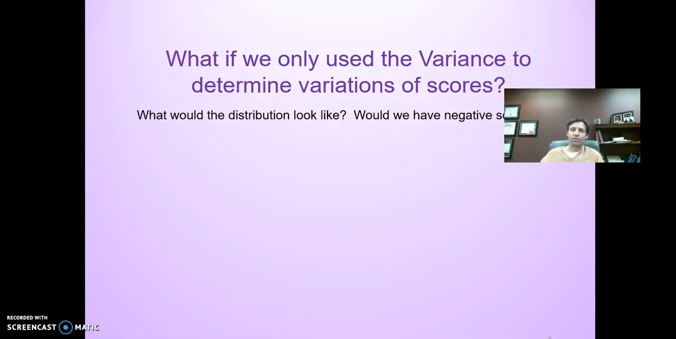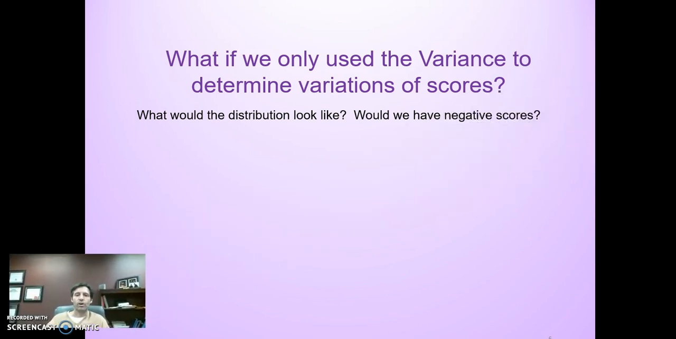So I'd like us also to consider this. What if we only use the variance to determine variations of scores? So think about that, the variance. We're only using the variance. What would the distribution look like? And would we have negative scores? What do we know about the variance?